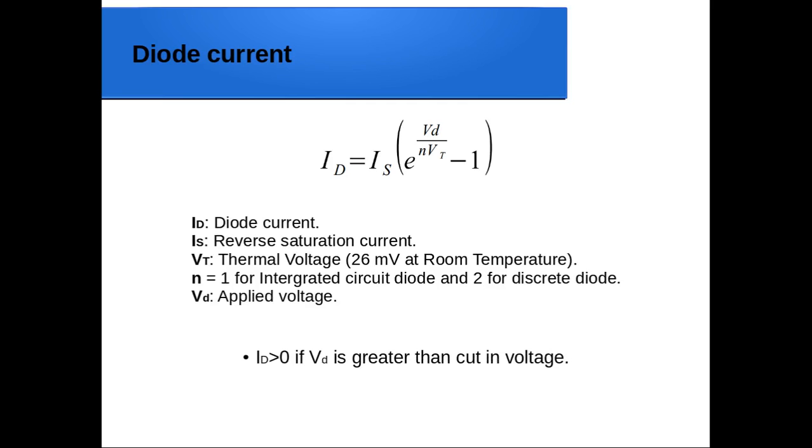So if the value of Vd is greater than cut-in voltage, you have current flow. Id will be greater than 0. And if the value of Vd is less than cut-in voltage, the current flow is 0. Other way we can say the diode is open circuit, or the diode is in reverse bias condition.